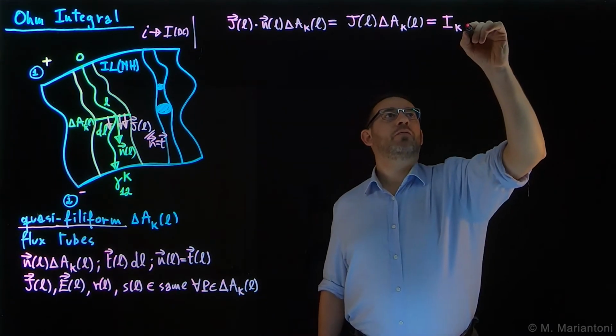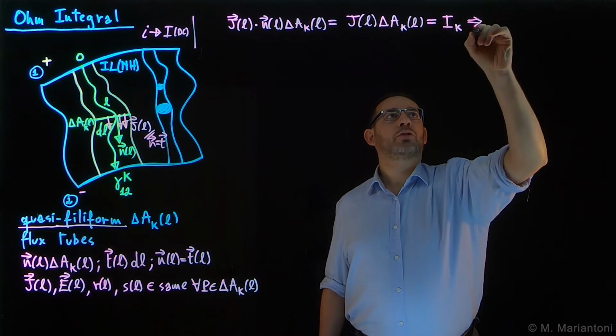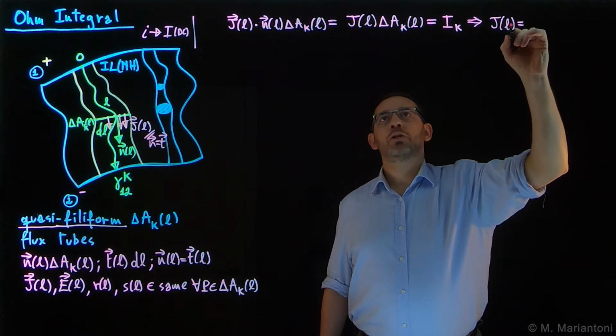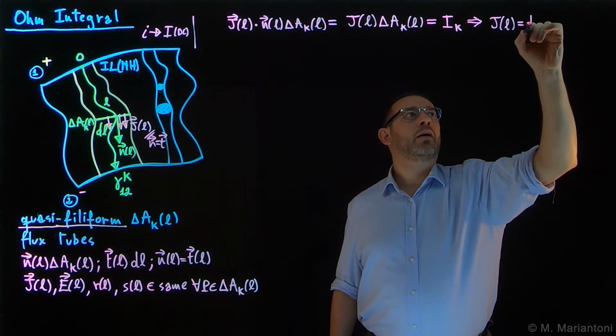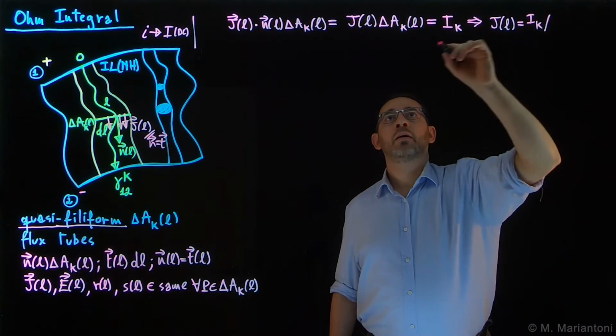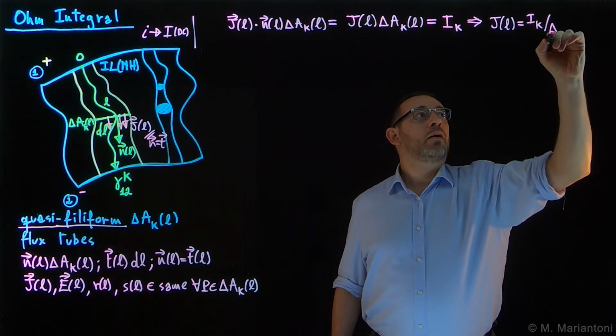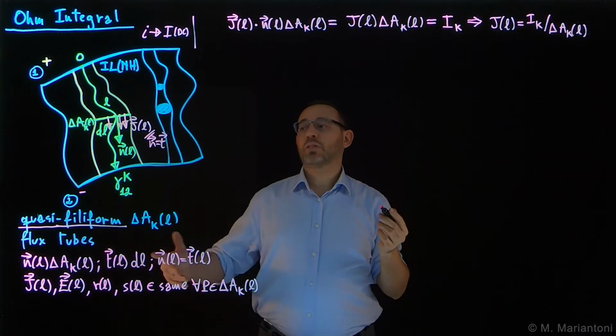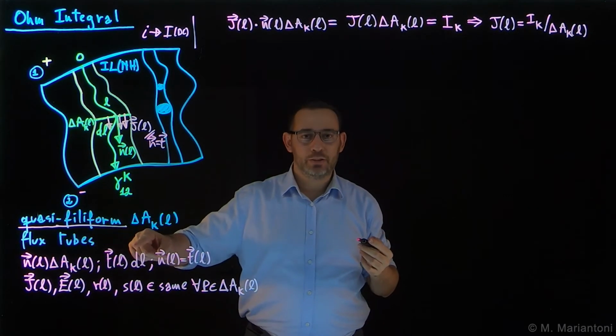And in fact, we want to invert it immediately, not to forget to do so. This allows us to find J at L in magnitude, which is given by I_k divided by delta A_k at L. So now we use the fact that we have a quasi-filiform and a flux tube.